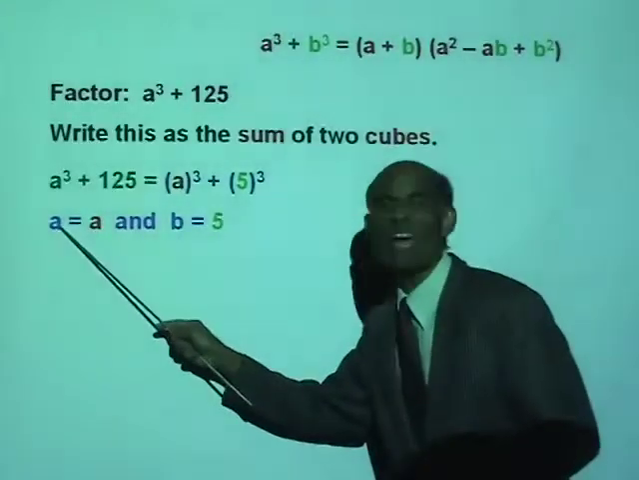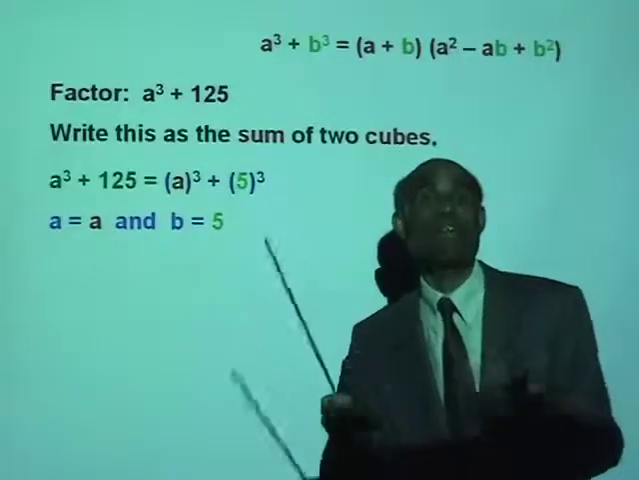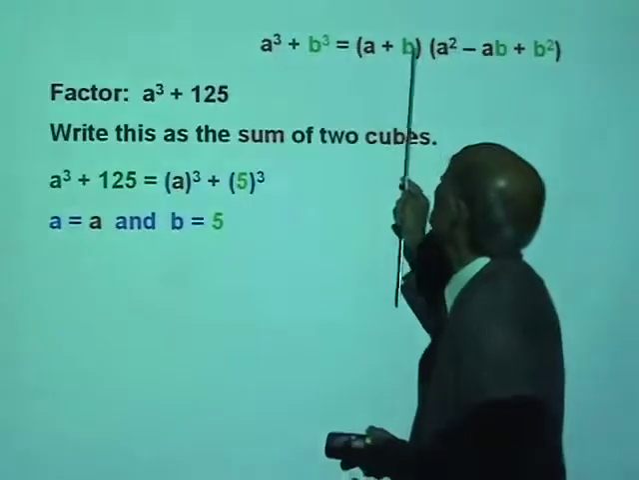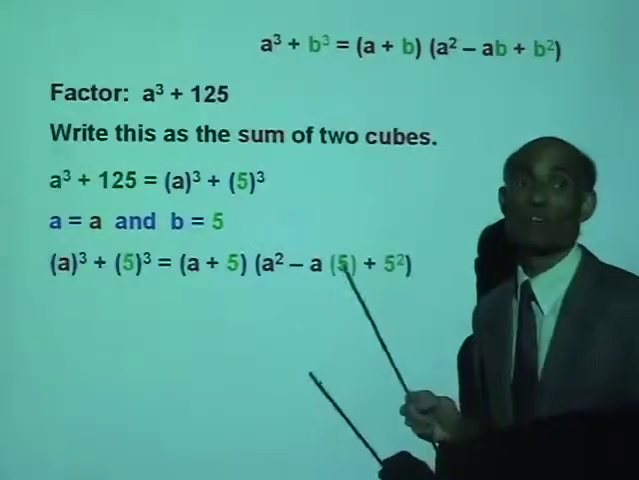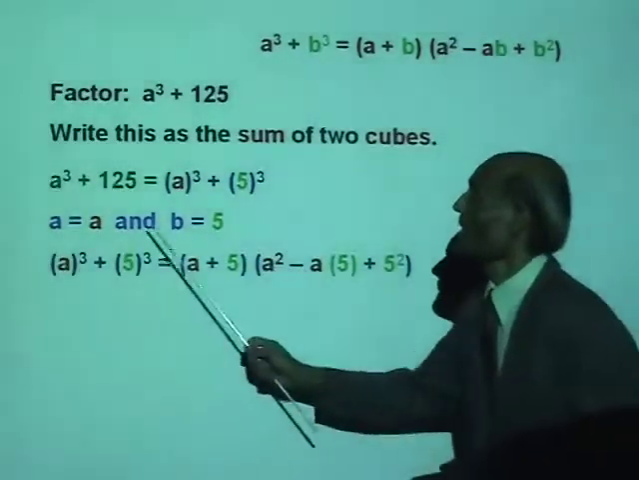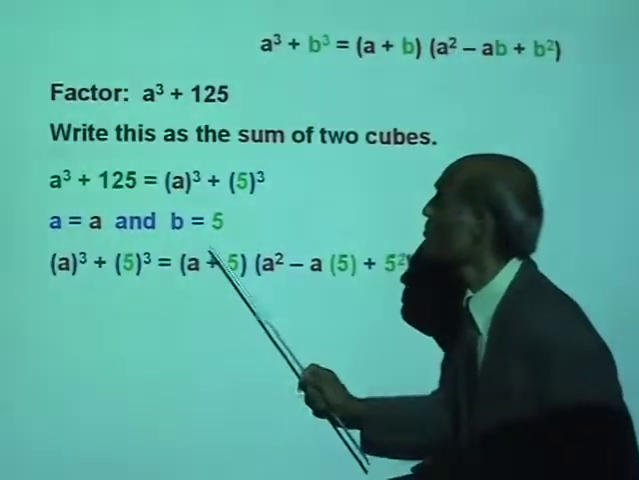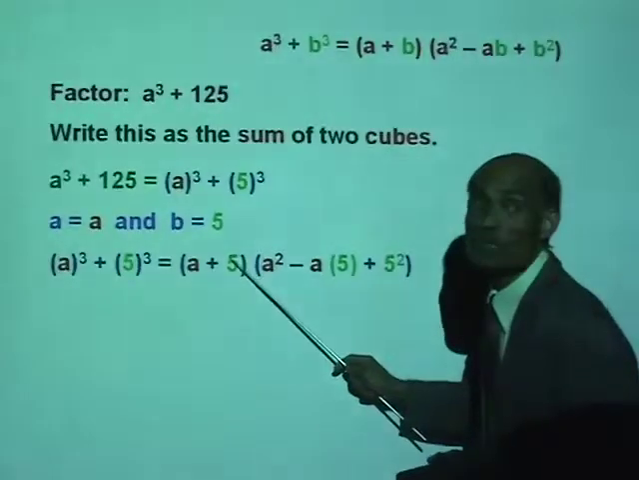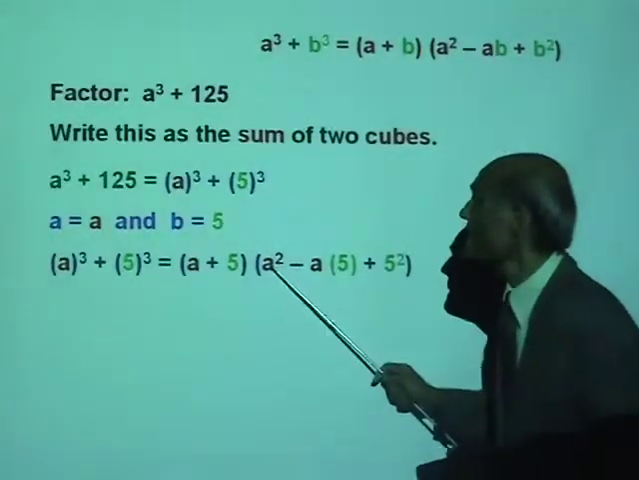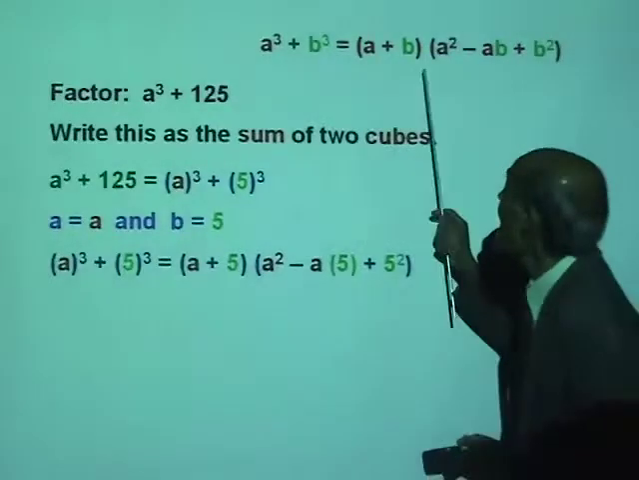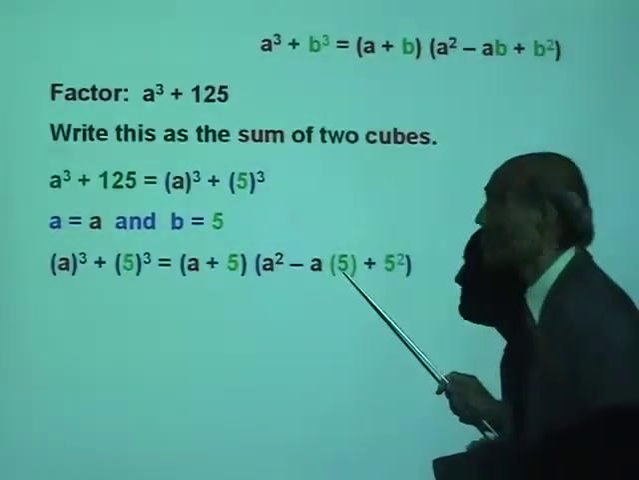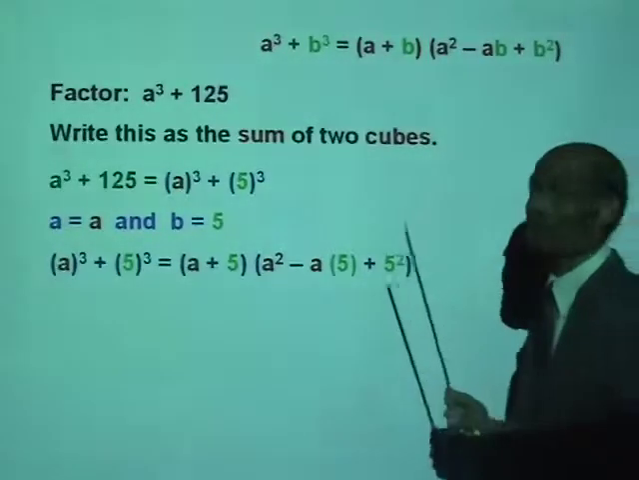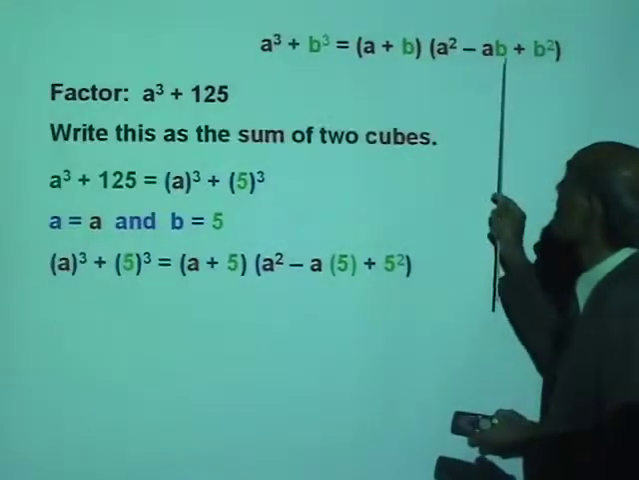So replace your a by a. Of course, a is the same as a. And replace your b in this as your 5. So what does that now become? A cube plus 5 cube is a plus b, in place of b you have 5, times a squared minus ab, a times 5, plus b squared, which is 5 squared. I have used colors to identify that.